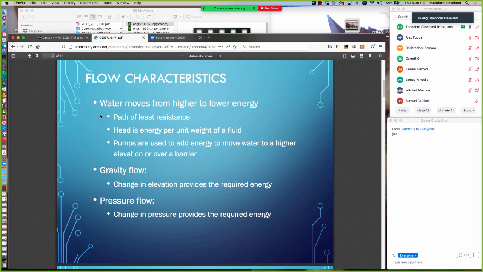A gravity flow system is a system where all the energy that's required to move the water from the source to the user is provided by change in elevation. So in other words, water is stored on the top of a hill and the users are at the bottom of the hill. That would be a gravity flow system. In instances where that cannot be accomplished, we have to provide some other driving force, and it's usually done by pressure, and those are called pressure flow systems. Most real systems are combinations of the two.